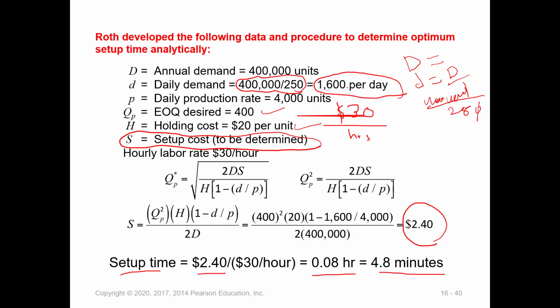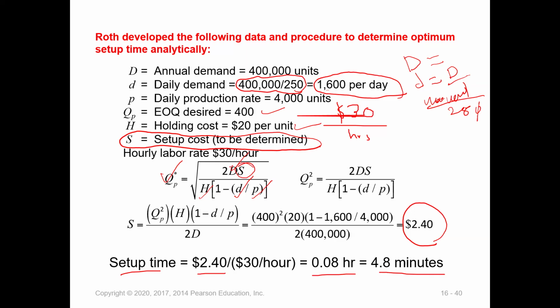We are given the setup cost, $20. Here, we are given the hourly labor rate, which is $30 per hour. So in this case, we are given the Q, we are given the D, we are given the holding cost, the daily demand, the production rate, and we need to find the setup time.